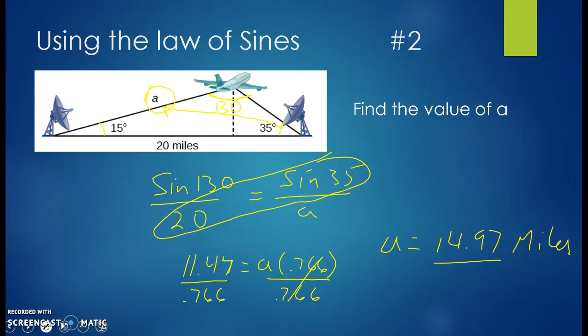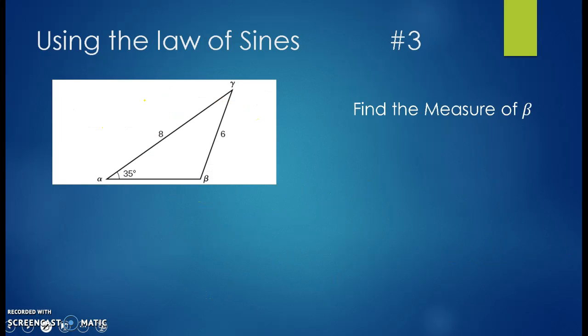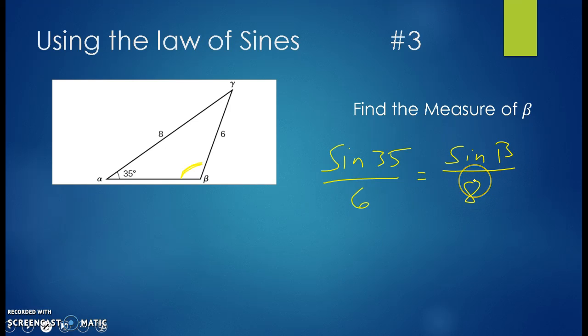Let's try one more together before you go do your homework assignment. I want to find beta, the measure of this angle. This is a little bit different because in the other two I was missing a side length, and this time I'm missing an angle measure. But I do know that the sine of 35 degrees over its opposite side, which is 6, is equal to the sine of beta over its opposite side, which is 8.